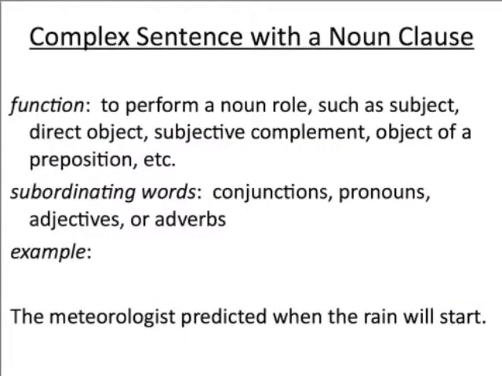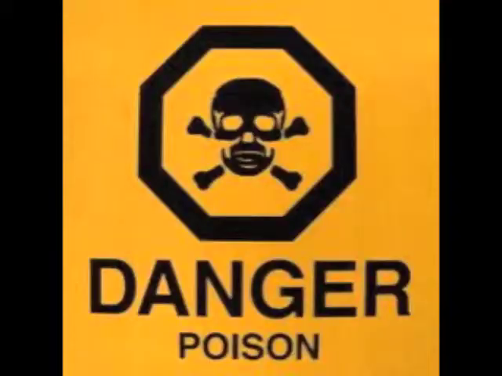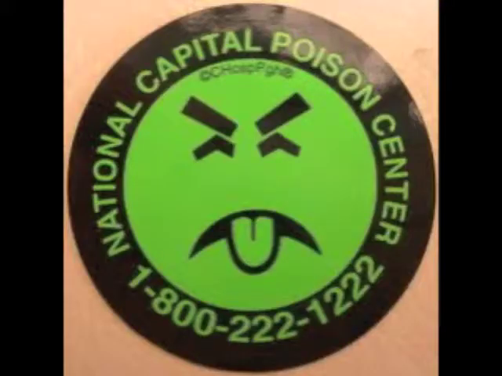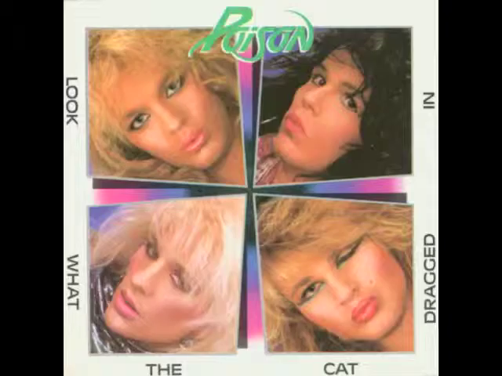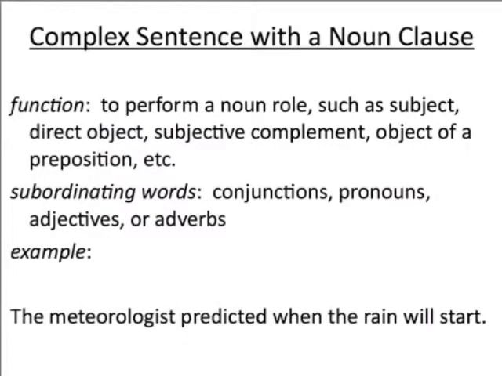Let's look a little bit at complex sentences with noun clauses. They're not bad things. They're good. But they're challenging, and they're difficult because they're different from adjective clauses and adverb clauses. One of the big differences is that noun clauses, of course, don't modify the way adjectives and adverbs do. Single word nouns don't modify either. Only adjectives and adverbs modify.